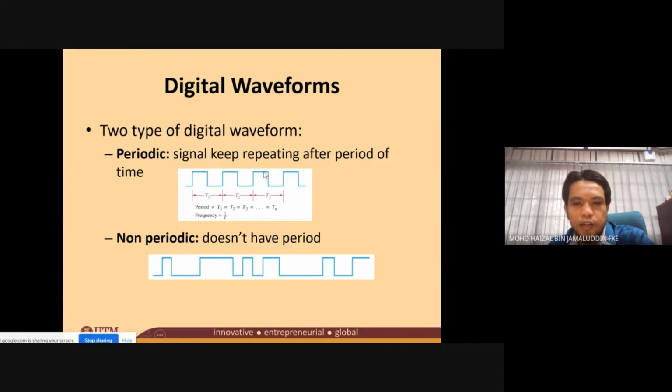After 2 seconds, another 2 seconds is another 10. For non-periodic, it doesn't have a period, which means the signal is not repeating. For example here, after 2 seconds, another 2 seconds is not the same form that previously happened.